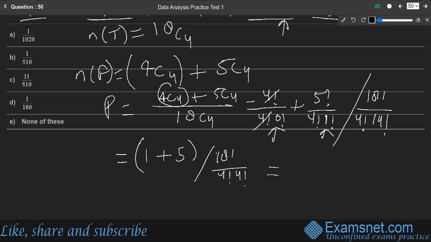This is the final expression that we have. If we solve this further, we get the final value as 1 by 510. Let us find out where it is available. It is available in option number B, which becomes the right answer.